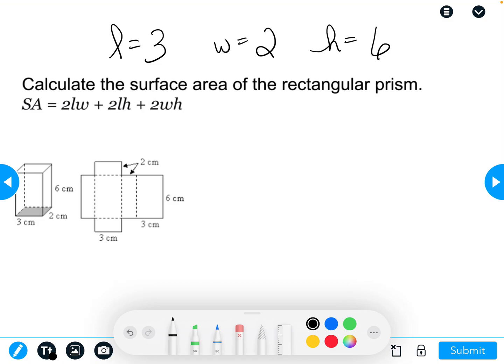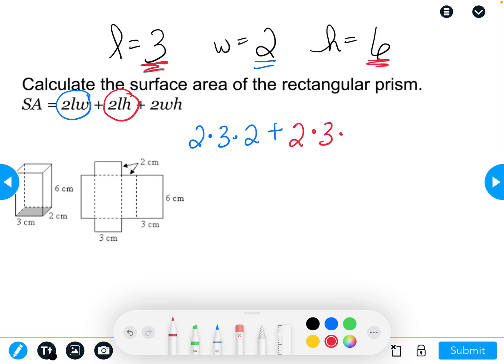So my formula, the first part of it says that I need to take 2 times the length and width. So I'm going to do 2 times the length, which I got as 3, and the width that I got as 2. Plus, the second part is 2 times the length times the height. So I'm going to do 2 times the length, which is 3, and the height, which is 6. And the last part of the formula is 2 times the width times the height. So 2 times the width here, which is 2, and the height, which is 6.